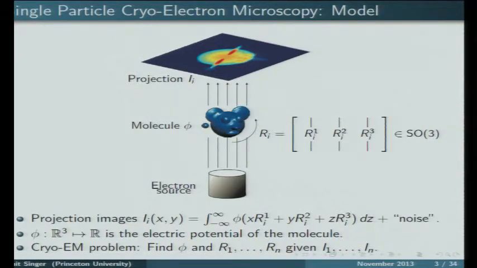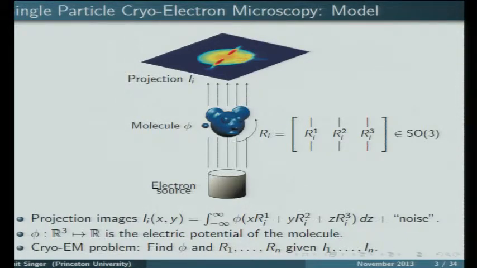So in some sense, we have to invert an operator, but we don't know what the operator is that we need to invert. Obviously, if we can somehow estimate the rotation matrices, then it's a classical inverse problem in medical imaging or in tomography.